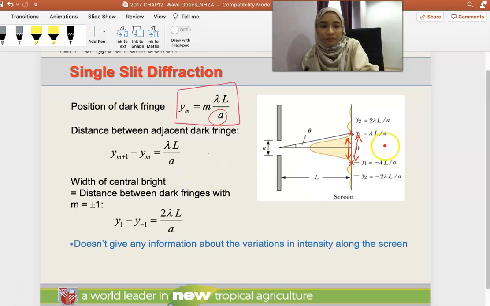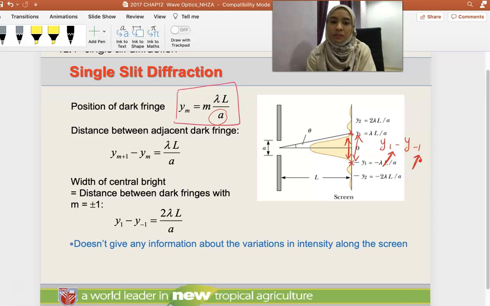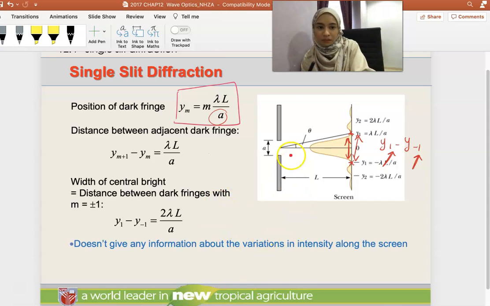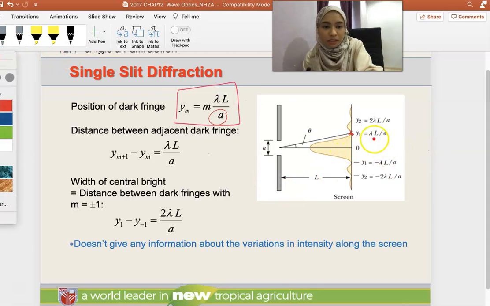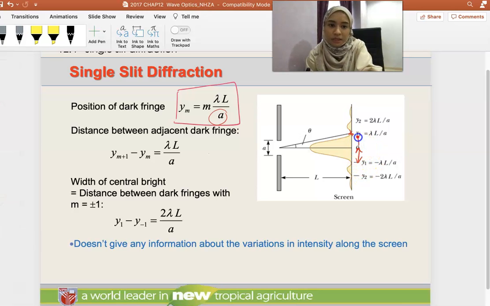So how do I find that out? I need to find out what is y1 minus y minus 1. Remember, m is the order number, so order number 1 and order number negative 1. The distance from 0 to minus y1 is the same as the distance from 0 to y1. This is y1, this is minus y1, or y minus 1. The distance is the same.